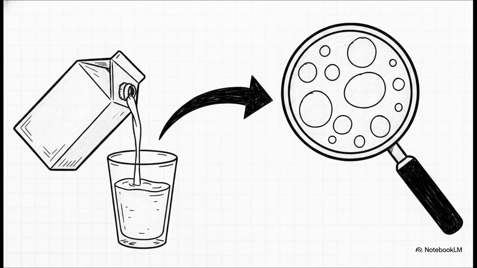Let's do a quick classroom checkpoint and run through your homework. Questions 1, 2, and 3 ask you to define homogeneous, define heterogeneous, and to give one example of each. You should absolutely breeze through those by now. But take a close look at question 4. Explain why milk appears uniform but is technically heterogeneous.